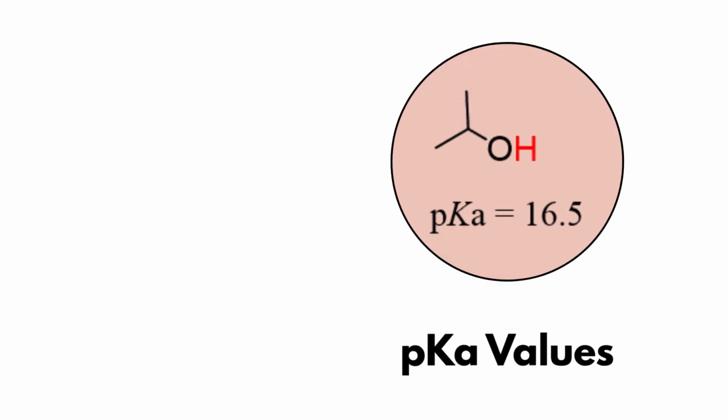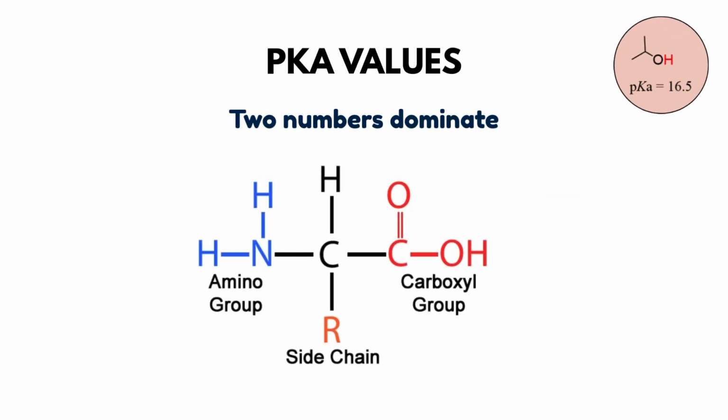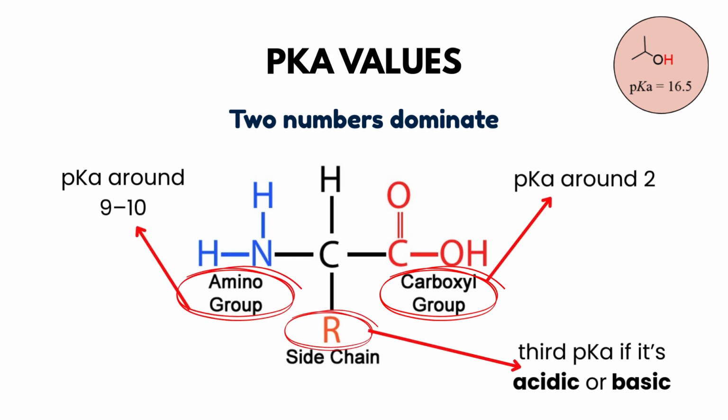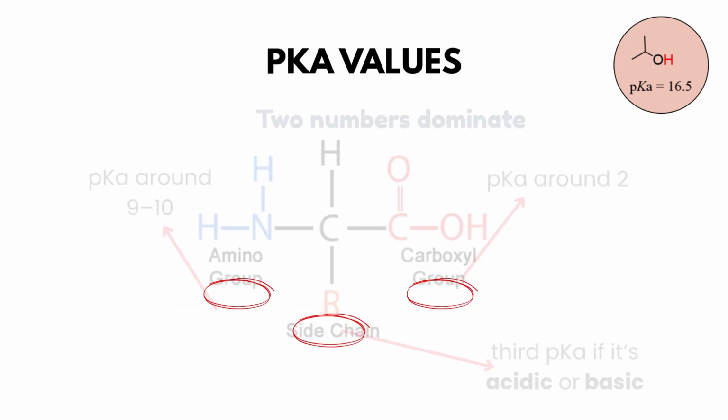pK values. Two numbers dominate: the carboxyl group pKa around 2 and the amino group pKa around 9 to 10. The R group can add a third pKa if it's acidic or basic. On the MCAT, these values tell you exactly when groups will gain or lose protons.